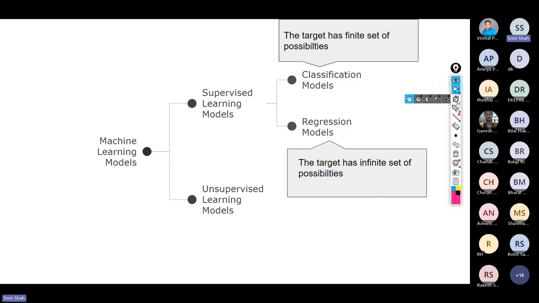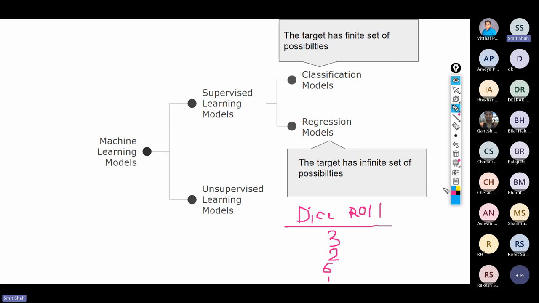Let's understand this with the help of an example. Suppose I have a column called dice roll. Let's say I'm playing the game of dice with my friends, and when I roll the dice once, I get the value 3. So I've written 3. Next time when I roll the dice, I get the value 2. So I've written 2. Next time I get the value 6. So I've written 6, and so on. In this column, I'm recording the output that I get after a dice roll.